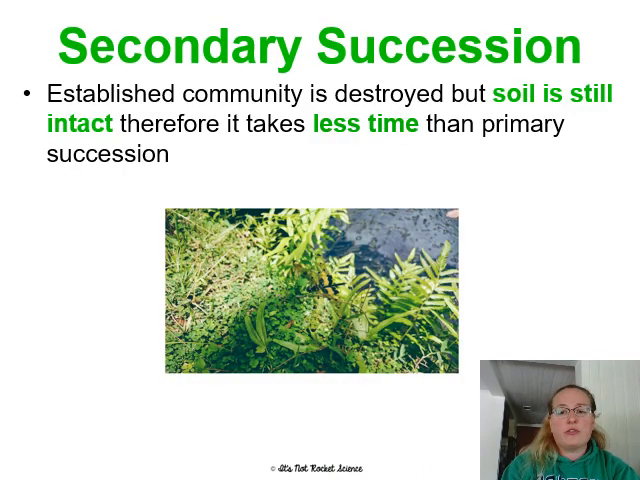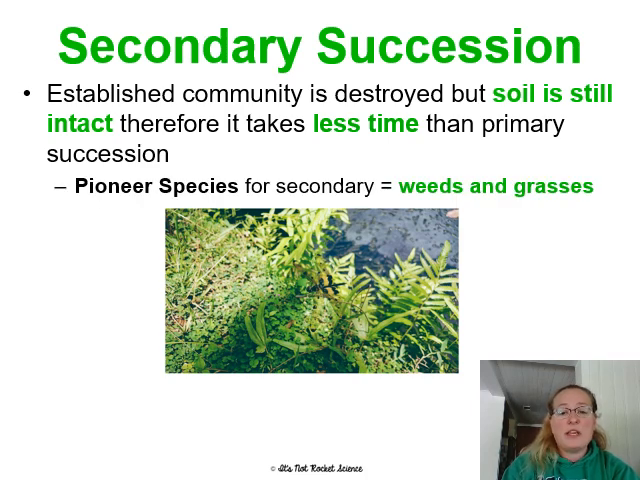The established community is destroyed, but the soil is still intact, so it takes less time than primary succession because we don't have to start all over from scratch. A pioneer species for secondary succession is weeds and grasses. Because we already have soil, lichen and moss aren't the key players that they are in primary succession.